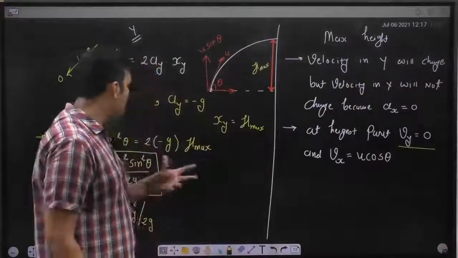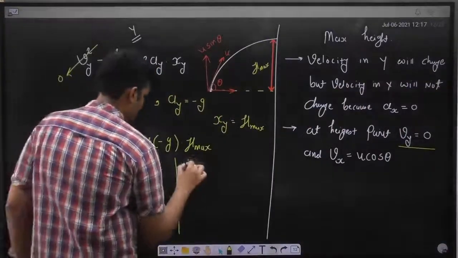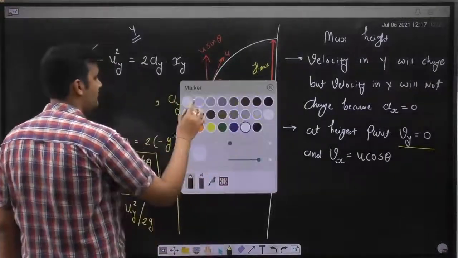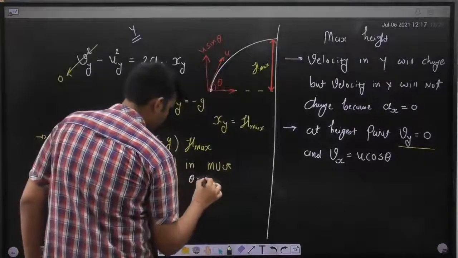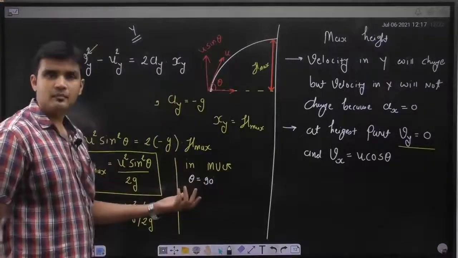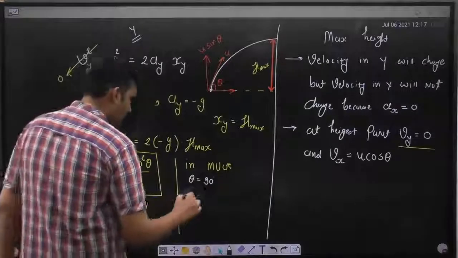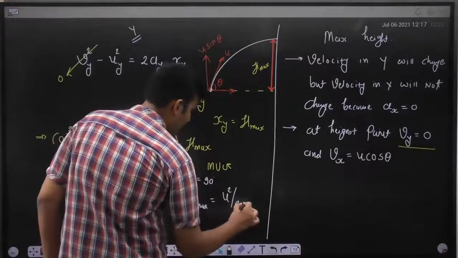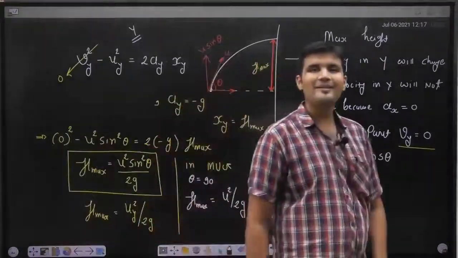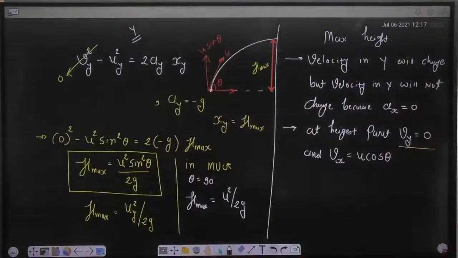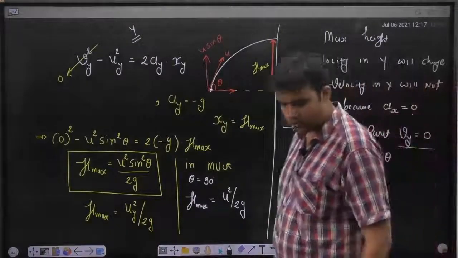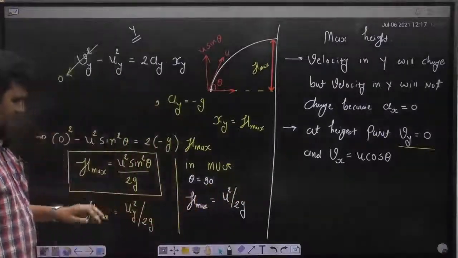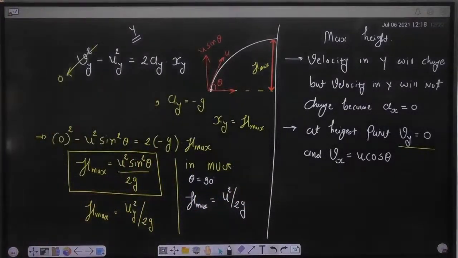Very good. In motion under gravity, what is the angle of projection? 90 degrees, no? So put sin 90 over here, and h max will be u square by 2g. Check your book. You will find this in your copy. So in this case, instead of u sin theta you are writing u. Okay, let's go. Note this down.